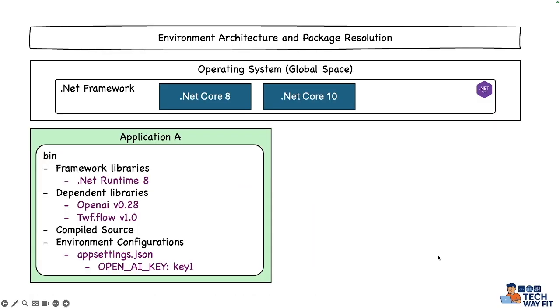So how it looks is, we have our application A, which has a bin folder, which has the runtime library, the dependent libraries, the compiled source code, and the environment configuration files, which are specific to that application, right?